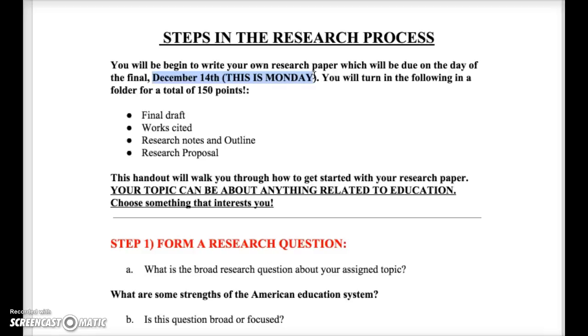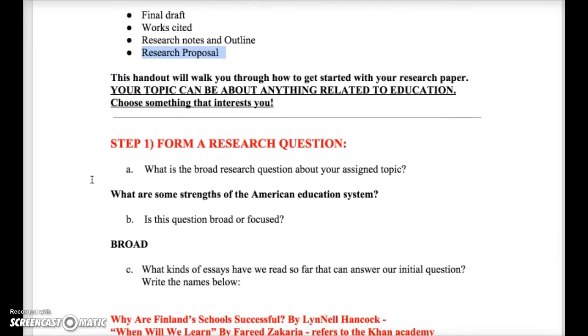But on December 14th, you will be turning in a folder which will include the final draft of your research paper, your works cited, your research notes and outline, and your research proposal. So this document, the steps in the research process, is really valuable for you to fill out. However, I will not collect it. It is a way for you to start getting organized, get your thought processes in order before you start writing your paper. So let's go through the different steps.